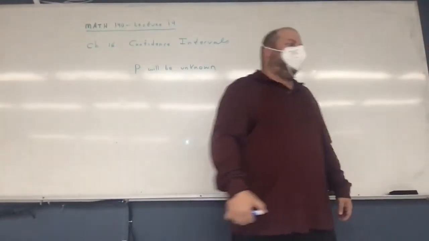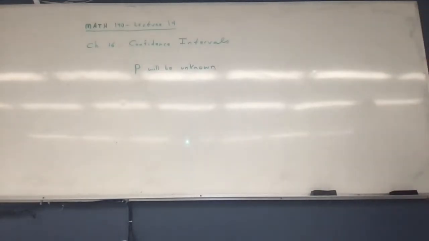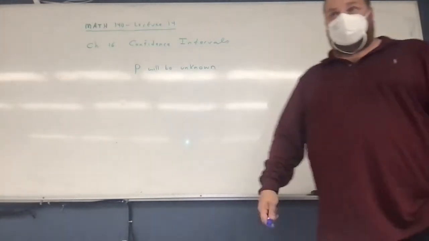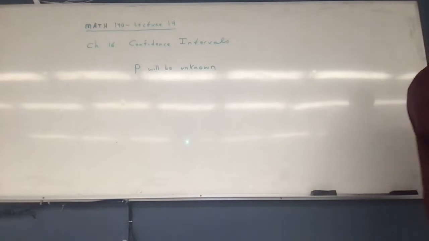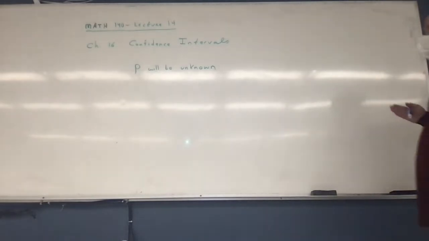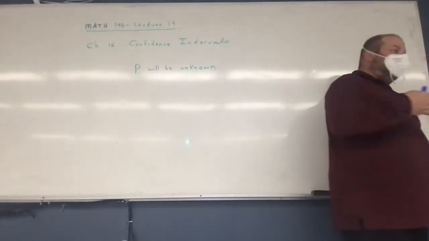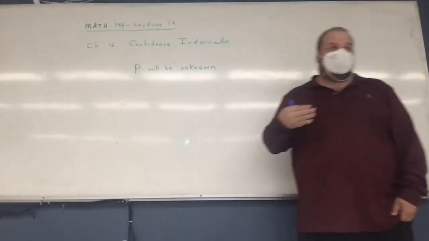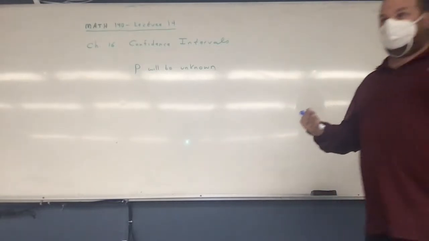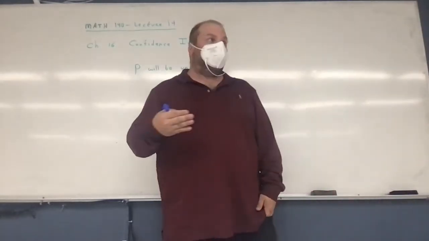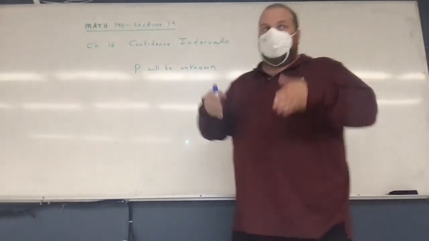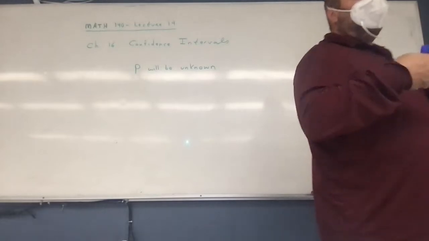Okay, so P will be unknown. What is P referring to again from last time? Population proportion. So remember, we're splitting this class up into two basic situations. Either we're looking for a mean or we're looking for a proportion. Chapter 16 is when we're looking for a proportion. So P will be unknown. So what do we do? We take a sample, and we want to use that sample to get a bead on P.